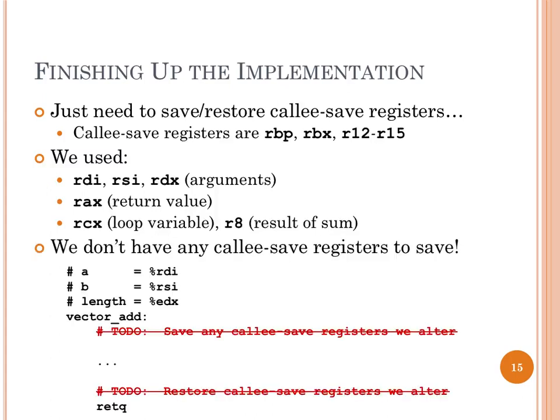Okay? Yay! The best code in the world is code you don't have to write. Okay? The second best code in the world is code you don't have to execute. But this is definitely the best code. Okay?